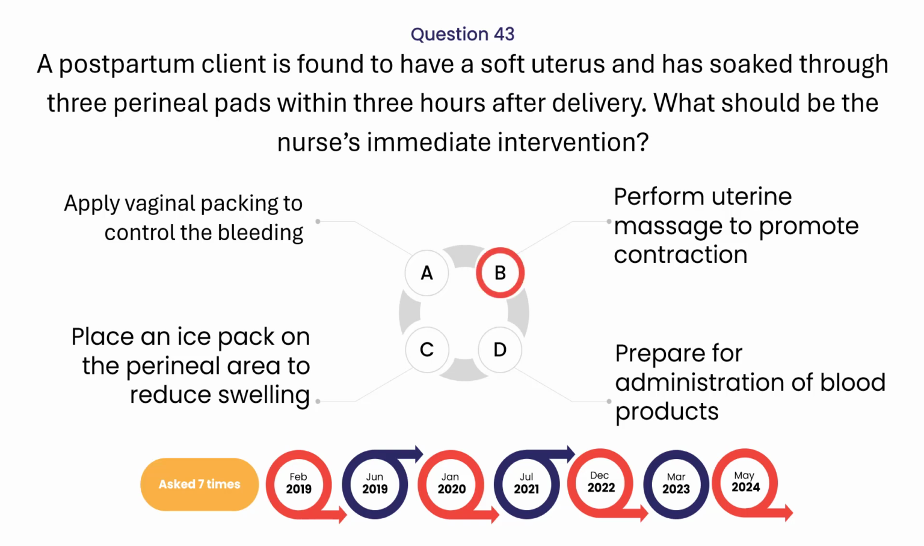A. Apply vaginal packing to control the bleeding. B. Perform uterine massage to promote contraction. C. Place an ice pack on the perineal area to reduce swelling. D. Prepare for administration of blood products. The correct answer is B. Perform uterine massage to promote contraction.